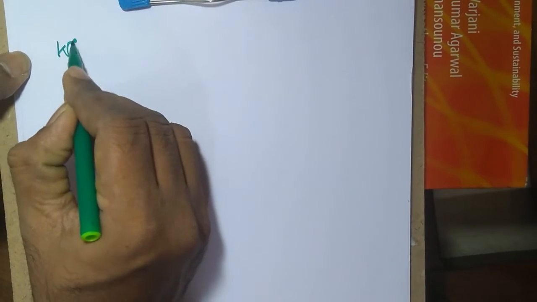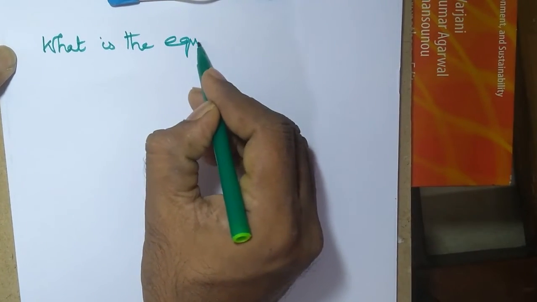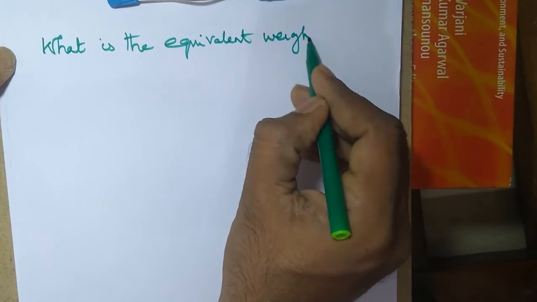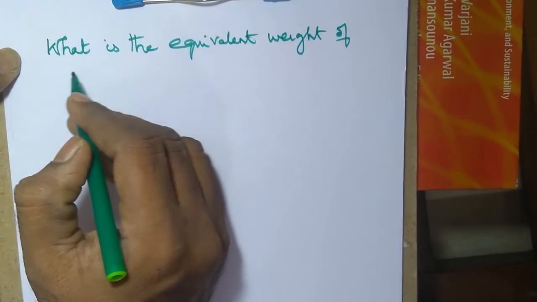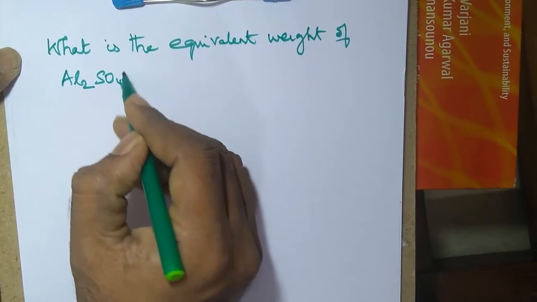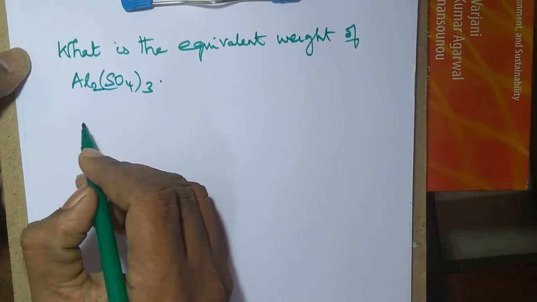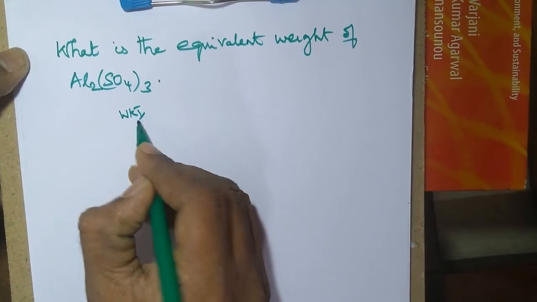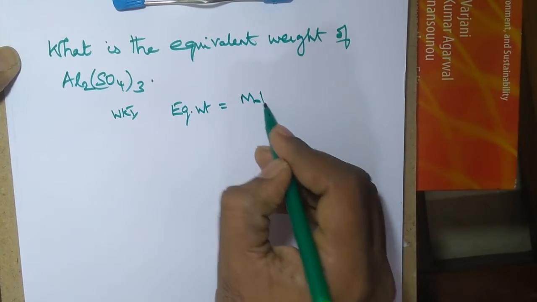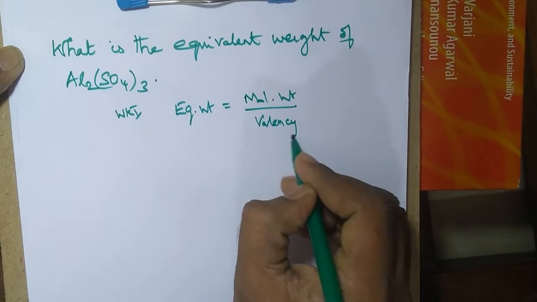The next problem is about finding the equivalent weight of one of the coagulant agents used in wastewater treatment, that is aluminium sulfate. What is the equivalent weight of aluminium sulfate? Al2(SO4)3 is aluminium sulfate. So how to find the equivalent weight? We know that equivalent weight is equal to molecular weight divided by valency or number of electrons.